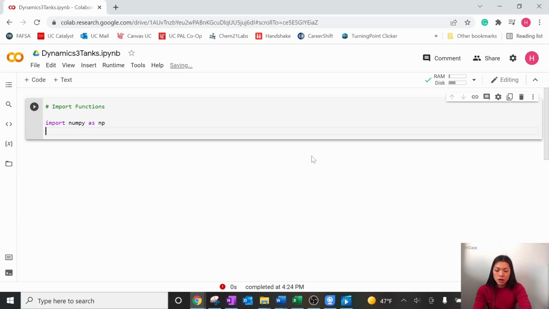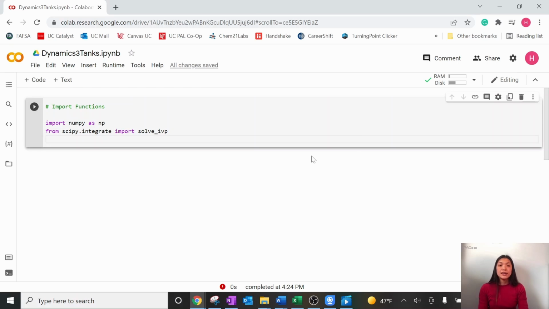We also are going to be using something called solve IVP. Solve IVP is something that can be used to solve for unknowns of ordinary differential equations, and that's going to be from the function pack scipy.integrate, and we are going to import solve_ivp. Once we actually get to the solve IVP function, we'll talk a little bit more about what all solve IVP includes and what it can do for us.